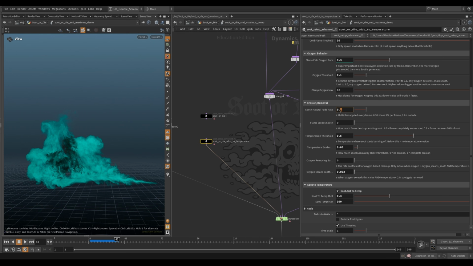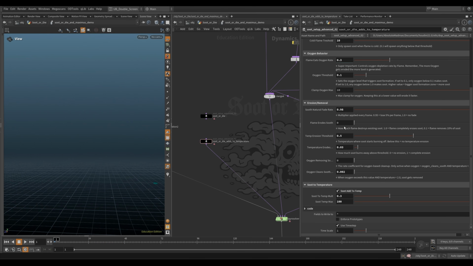So what I like to do actually is I go quite low on this, so almost no erosion, but I do erode with the temperature. So this is the temperature threshold, right? So below this, no temperature erosion. So if the temperature is cold, we're not eroding, but if it's hot, we are eroding. And then this is how much we are eroding. So a value of 7 is actually going to be eroding our soot quite fast.